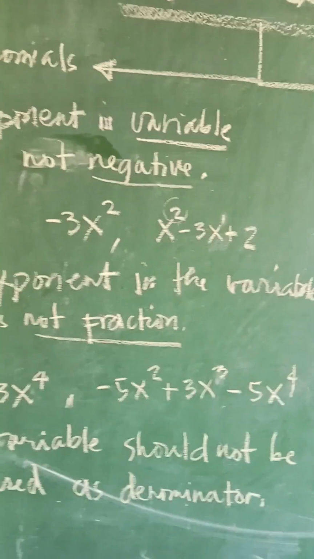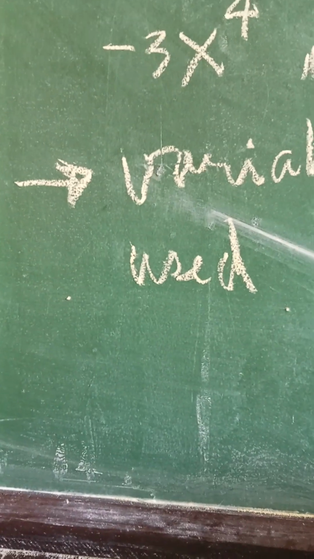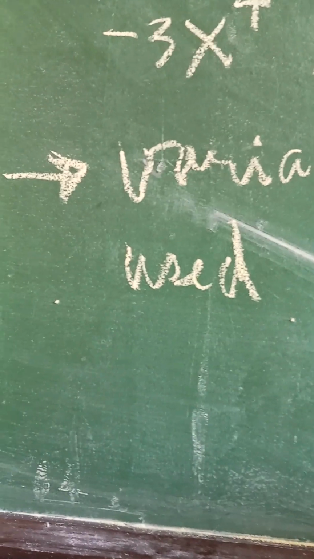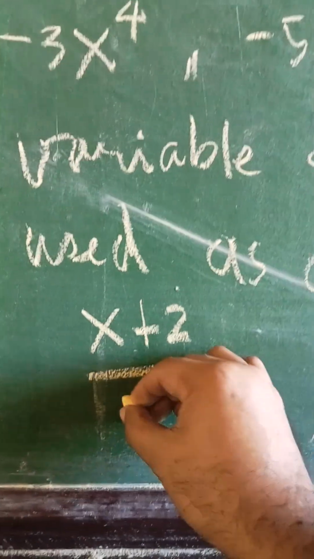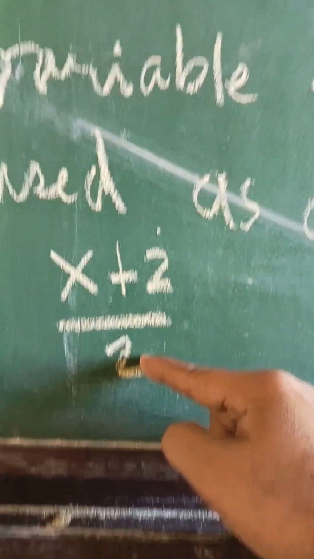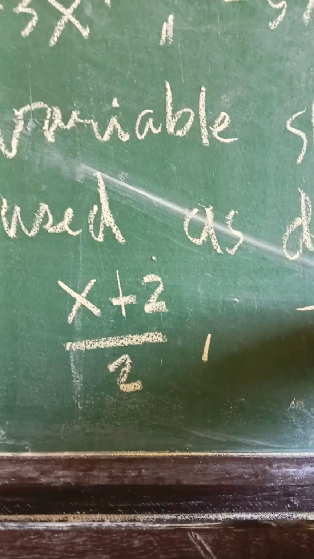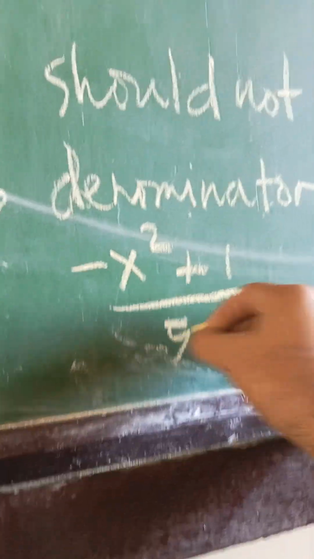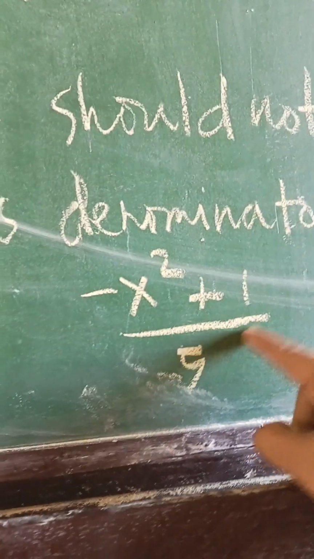If the given algebraic expression has a numerator and denominator, the denominator should not contain a variable. For example, you have here x plus 2 over 2. Since there is no variable in the denominator, you call this polynomial. Or you may have negative x squared plus 1 over 5. We call this again polynomial since there is no variable in the denominator.